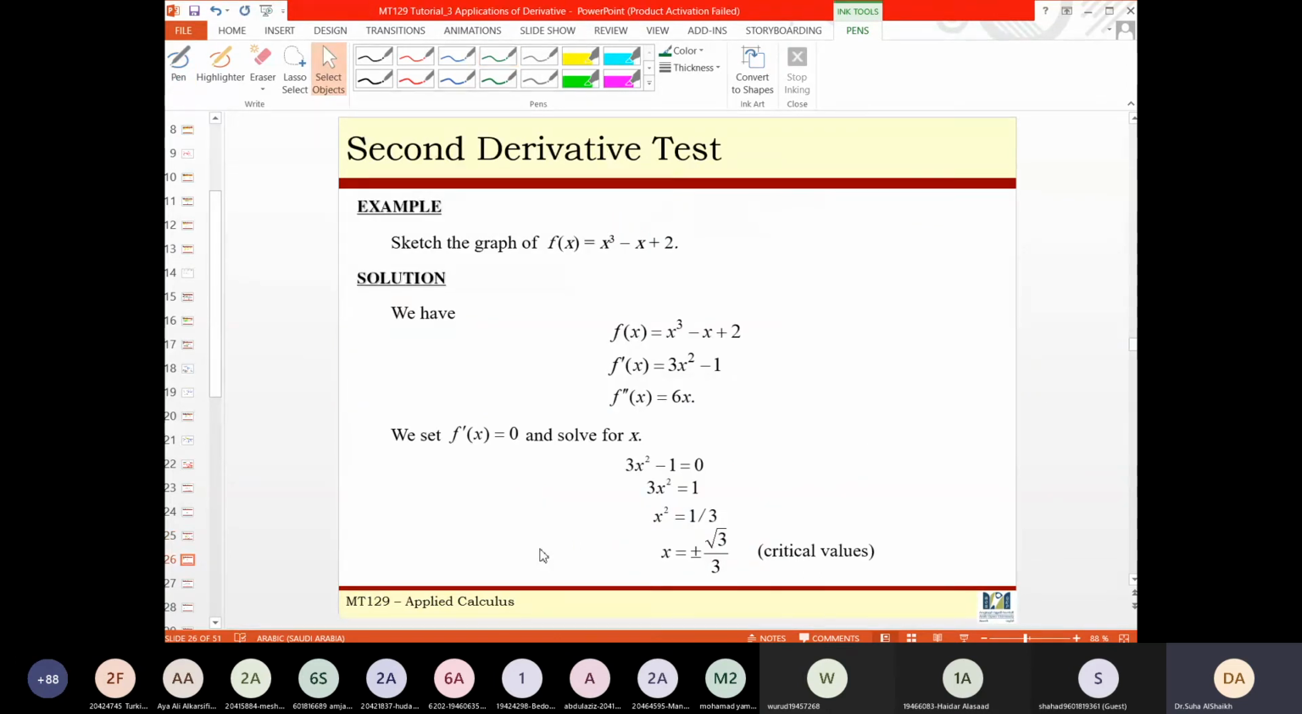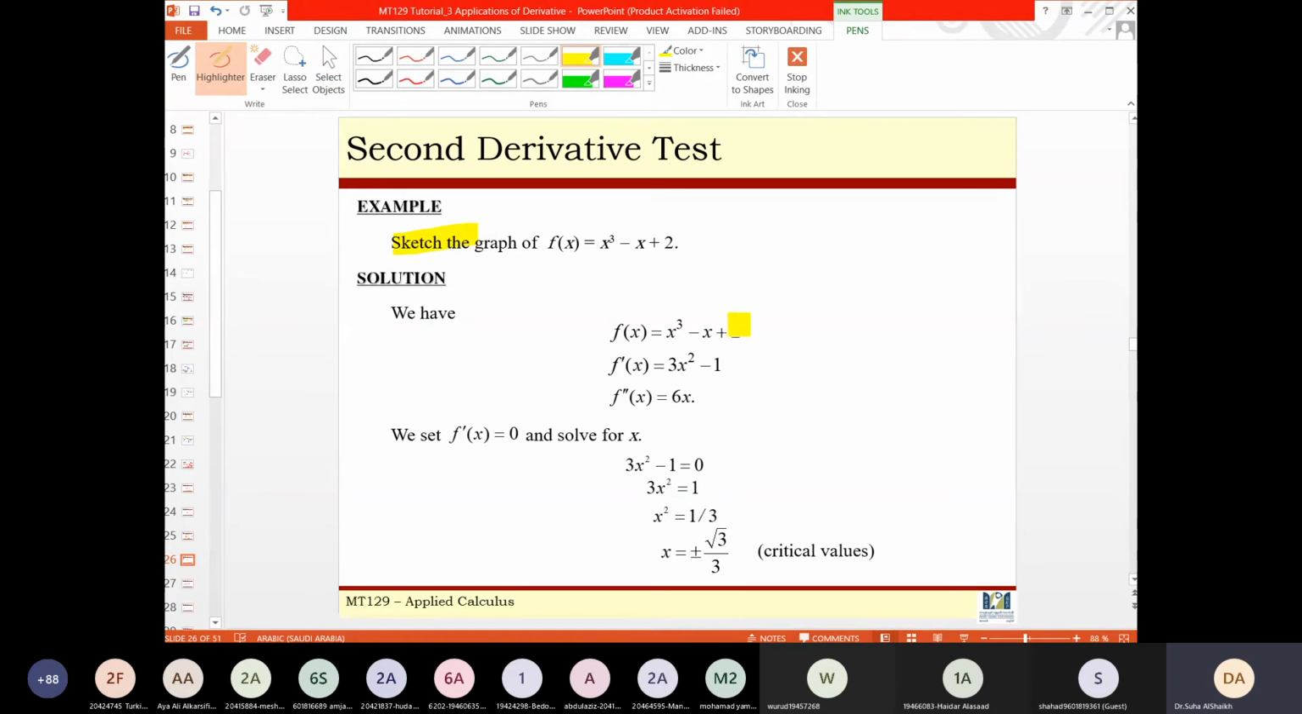So let's check an example right away. Sketch the graph of this function. If I want to sketch the graph of the function, I need to know about the increasing, decreasing of the function. I need to know about the concavity of the function, and I need to know if there is any inflection point of the function. I need all of this to draw the function clearly. So here it only says sketch the graph of this function. So they go through the steps.